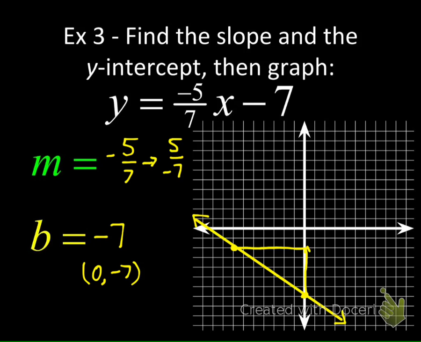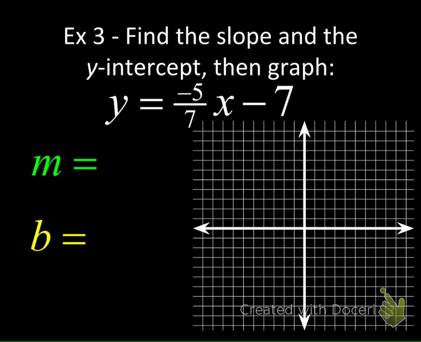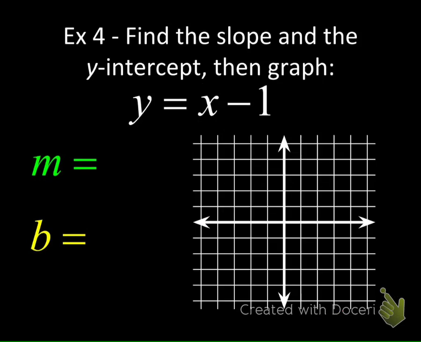So make sure that you have this -5/7 because that's what the equation says. When I wrote it like this was for my brain, okay? Because m does not equal 5 over -7, it actually equals this. But in order for us to be able to graph it, you need to know this, okay? Example 4.